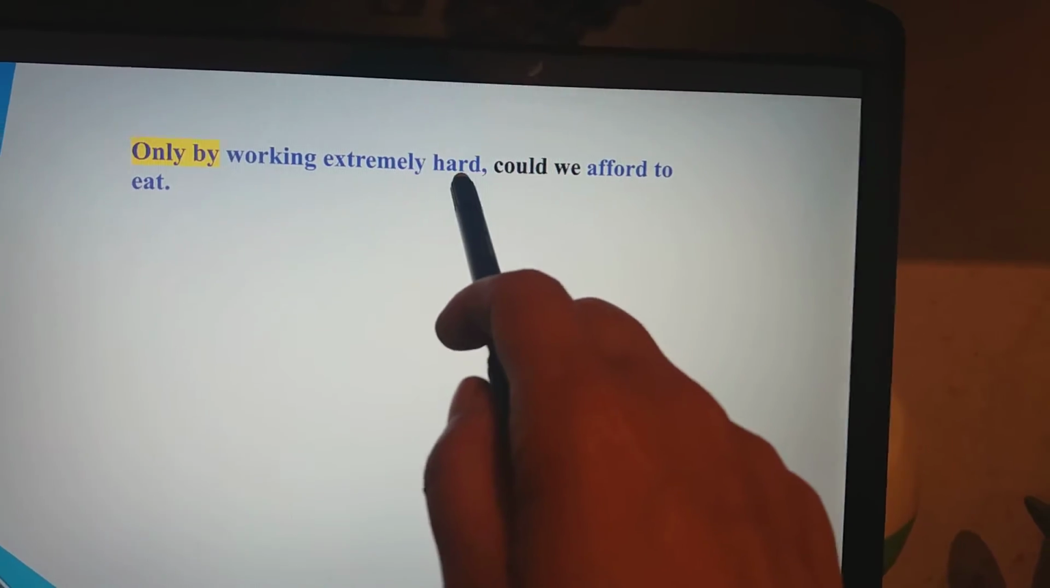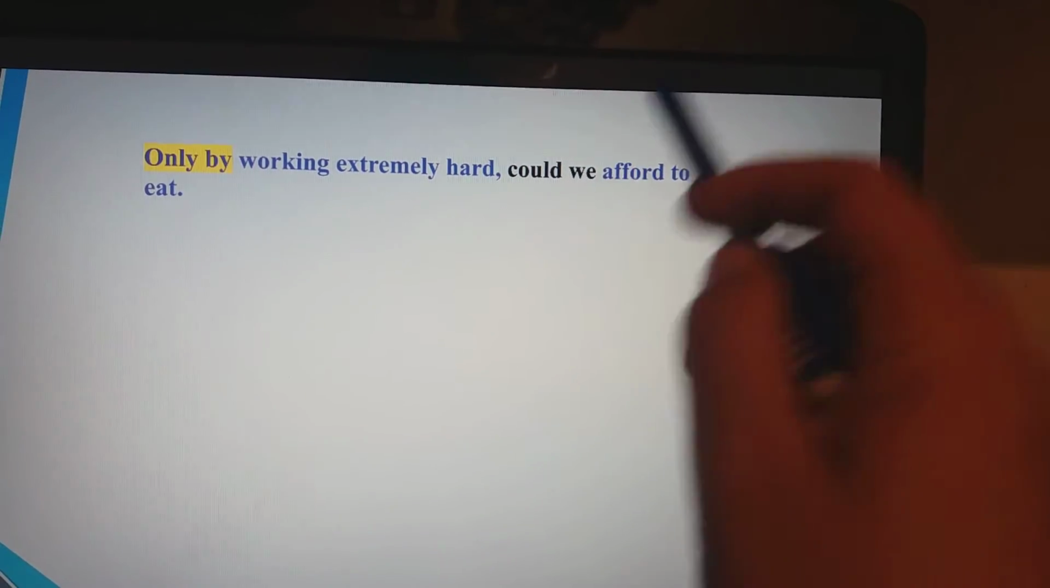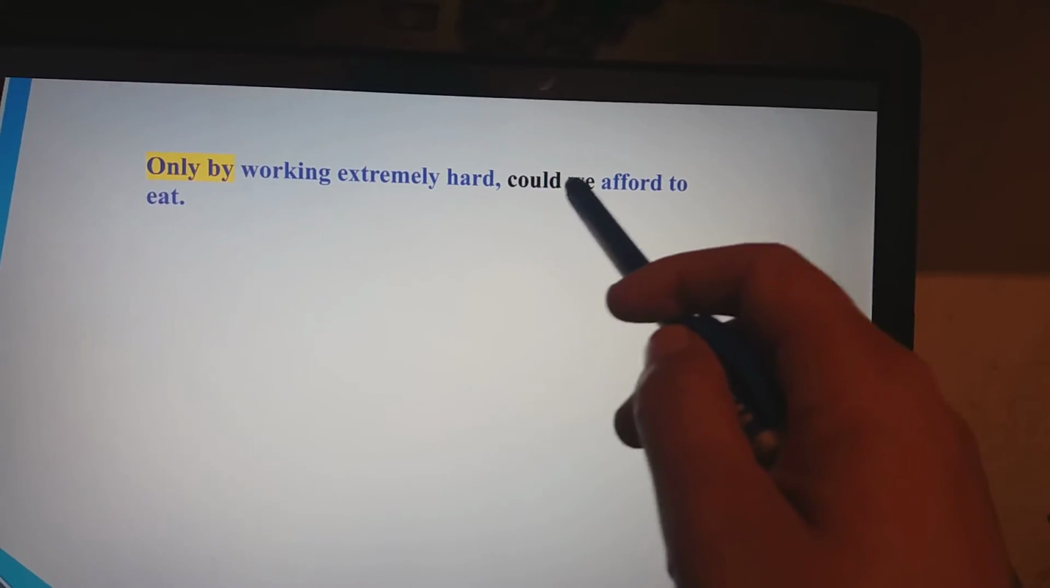Only by working extremely hard could we afford to eat. "Could we" is the inverted part. Normally we would say "we could." The inverted part is "could we."